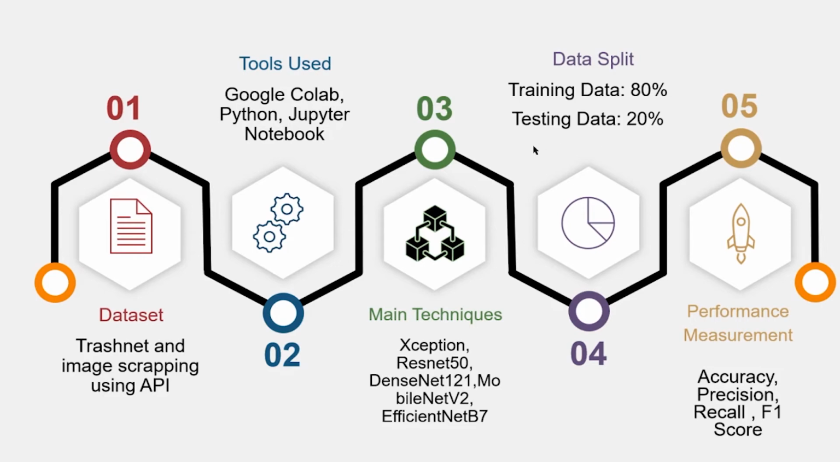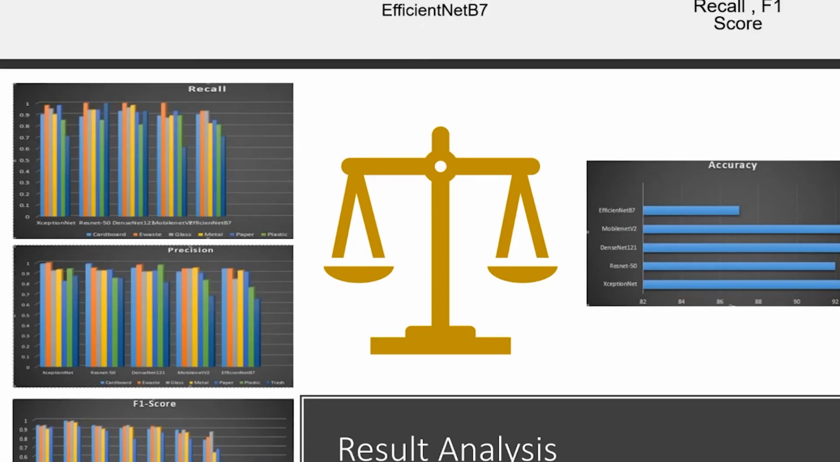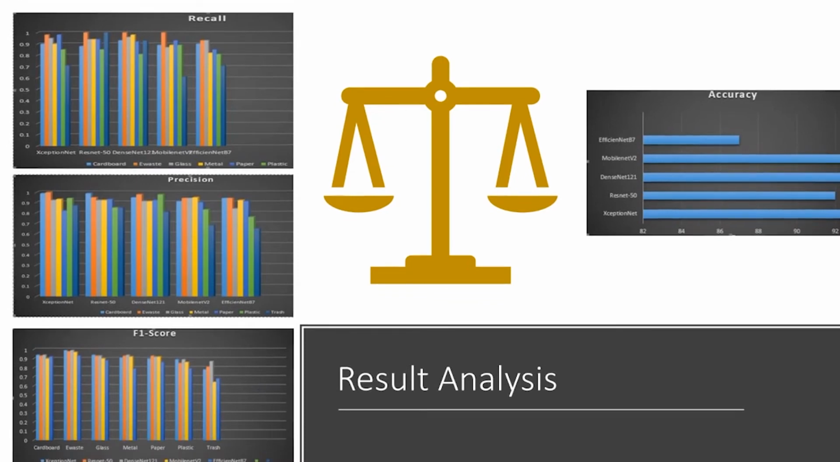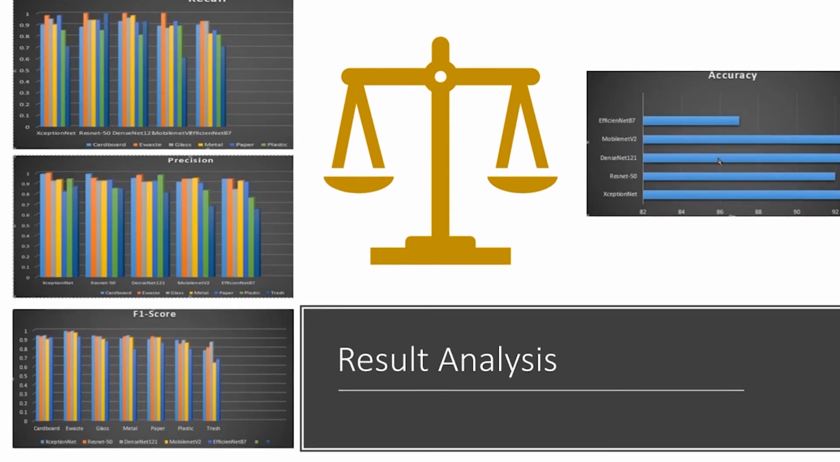Here is the result analysis of our research. As we can see in the accuracy, DenseNet 121 has been able to get the highest accuracy among the other models, and most of the others performed at more than 86% accuracy. Recall, precision, and F1 score are also very helpful in determining the quality of the model.